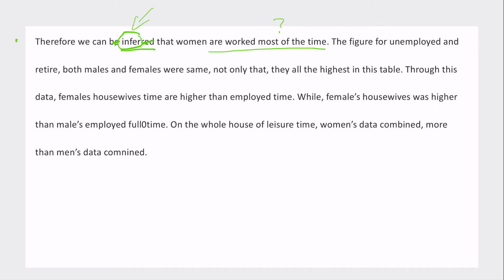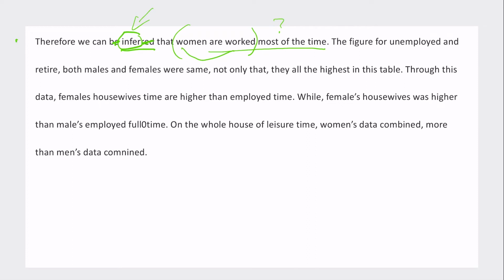You just need to describe the data. You don't need to interpret it, and you don't really need to analyze it. Women are worked most of the time. This is unclear. Women are worked is the phrase. I'm unclear what you mean. Are worked by who? Are working where? I think the candidate is trying to say that women are working more than men because they're in more categories. But that's not really what the data is showing us.